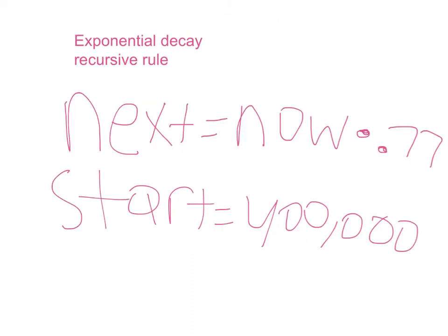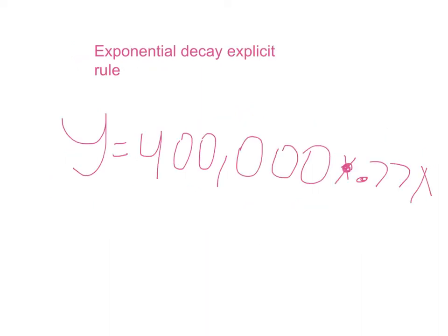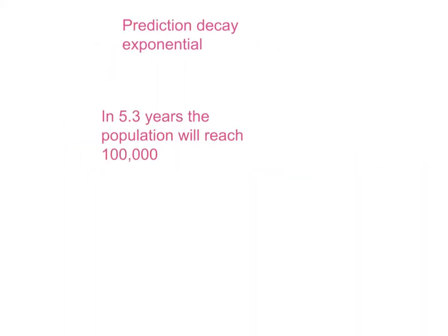This is the exponential decay recursive rule. It says next equals now times 0.77. The start is 400,000. This is the exponential decay explicit rule. If you got confused with what the start value is for the decay, it's 400,000. It's still the same. And then you multiply by 0.77 to the x. So, if you have all your equations right and you've done your table and graph right, this is your prediction.